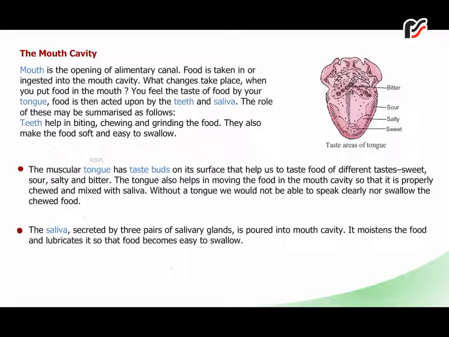The saliva secreted by 3 pairs of salivary glands is poured into the mouth cavity. It moistens the food and lubricates it so that food becomes easy to swallow.